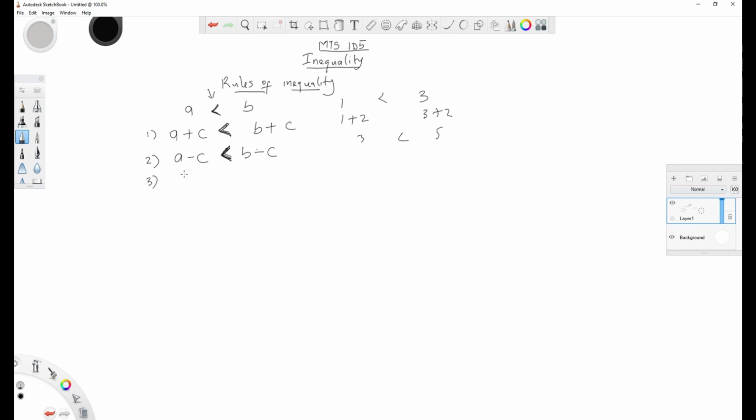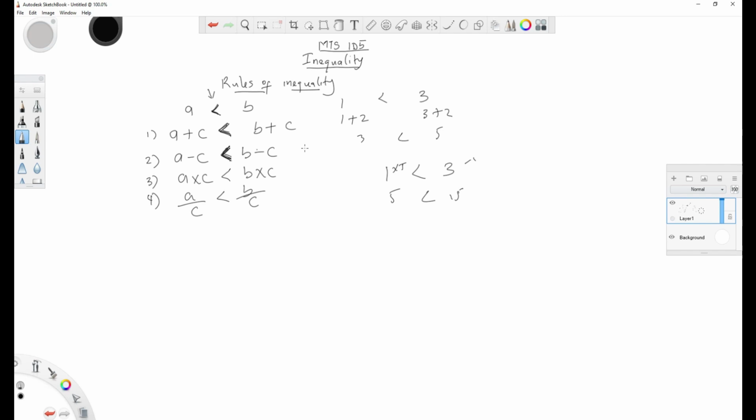Now what if you multiplied? Does the inequality sign stay the same? Now let's try it. 1 is less than 3, right? Let's multiply by 5. 5 times 1 is 5, 5 times 3 is 15. It is still less. So it doesn't change the inequality sign. Now what if we divided? Division still doesn't change the inequality sign. Now that begs the question, what actually changes the inequality sign?